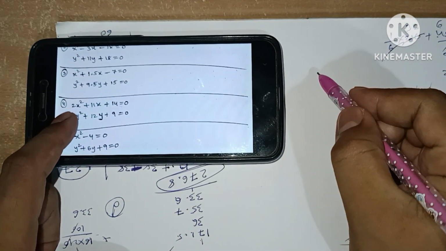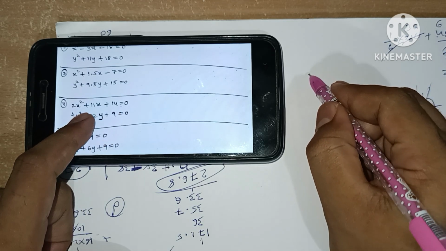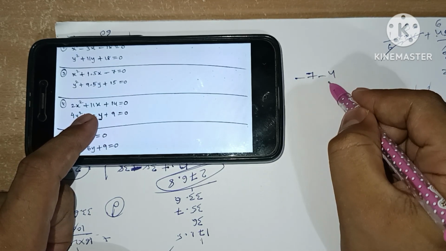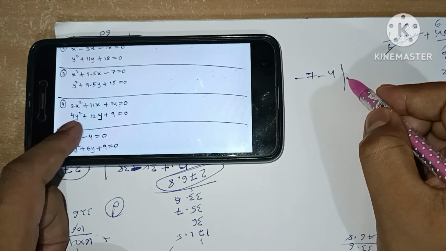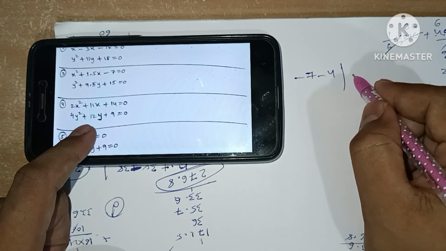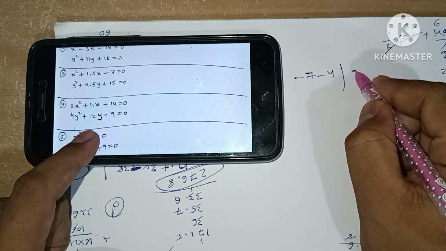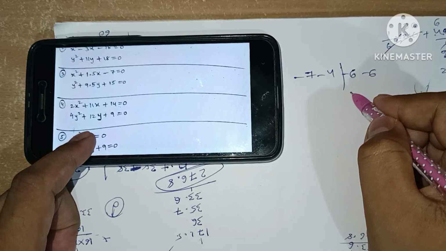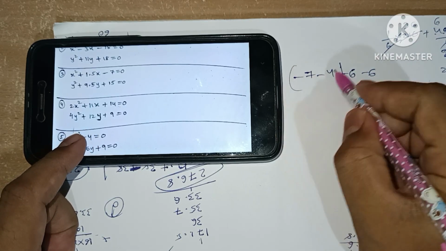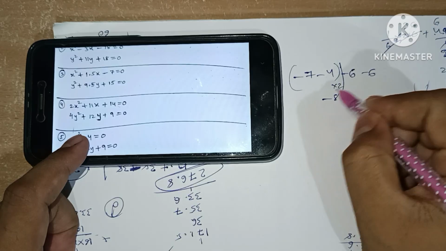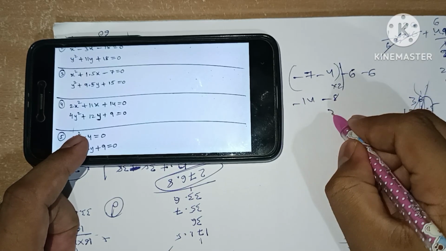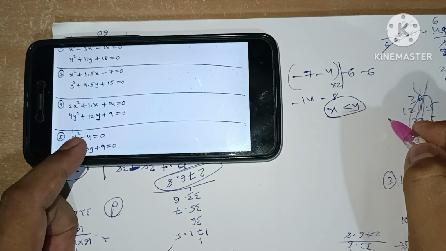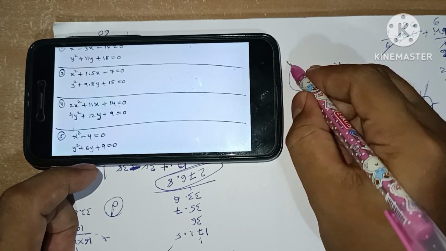2 14 times is 28, 7 4 times is also 28. So the root signs are minus. 4 9 times is 36, 36 means 6 times. Minus and minus are the root signs. To make the base equal we need to multiply this with 2. Minus 8, minus 14. Now by comparing these two it is clear that x is lesser than y. Okay, next.